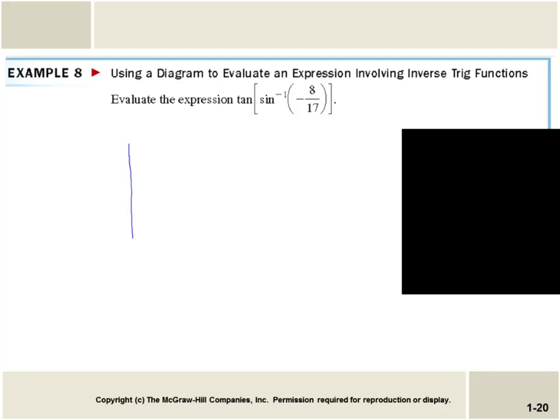Okay, so let's draw a triangle. So here's my angle. And basically, I'm saying here that the sine of theta is equal to minus 8 over 17. Aren't I? Good. So what does that mean? How can I put these on my triangle?